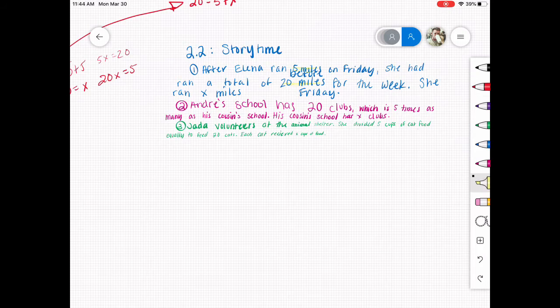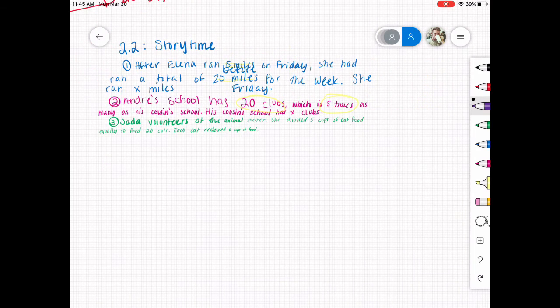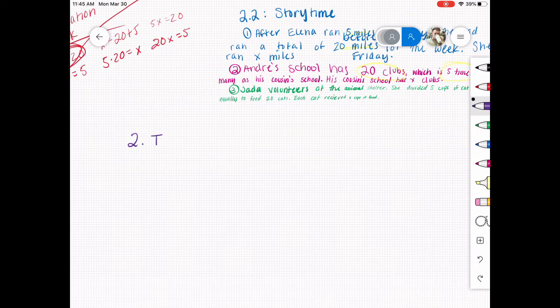Now looking at 2, Andre's school has 20 clubs, which is 5 times as many as his cousin's school. His cousin's school has x clubs. So again, the total is 20. What we're looking at now is times 5, or 5 times as many. Times as many is code for multiplication. So we're going to do 5 times something, which is equal to 20. And in this case, we're going to do 5x equals 20.